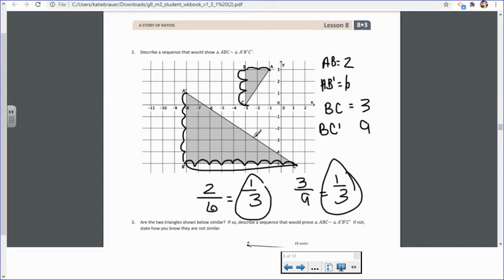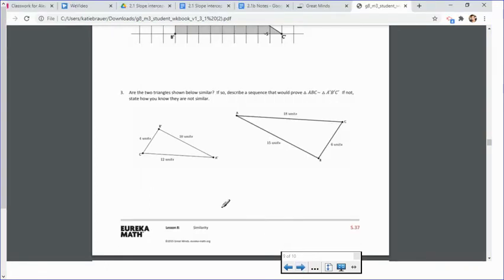So now they're going to give us, I think this is on the next page, one that is not on a graph. You just have to measure the side lengths. So we're going to start from A to B. Here's A to B. It is 15 units. We're going to divide that from A to B prime. So I'm going to look at this one and see, okay, A to B prime is 10. If you had a calculator and you took 15 divided by 10, you would get 1.5.